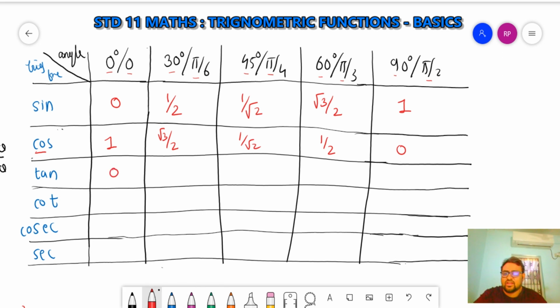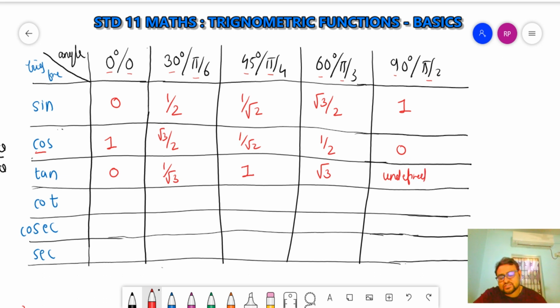Tan 30, 1 by 2 upon root 3 by 2. 2 gets cancelled. It will be 1 upon root 3. 1 by root 2 upon 1 by root 2, 1. Root 3 by 2 upon 1 by 2, 2 gets cancelled, root 3. And 1 by 0, you cannot divide any number by 0. So that is undefined.